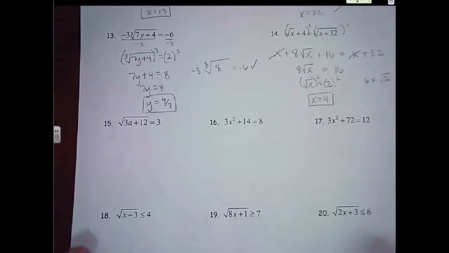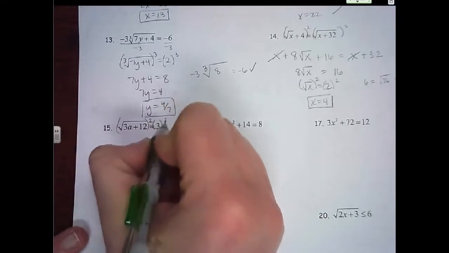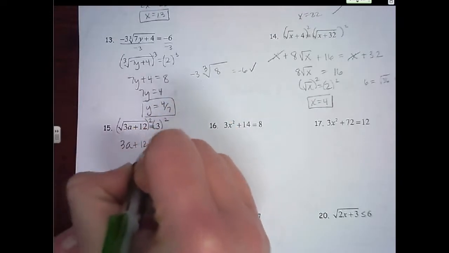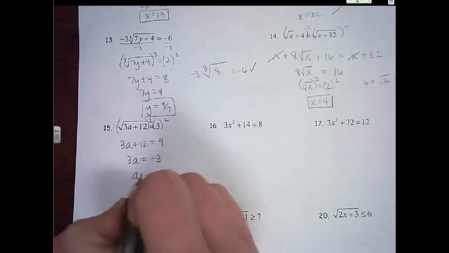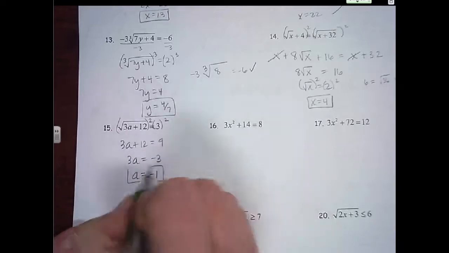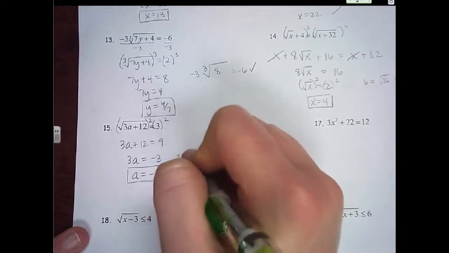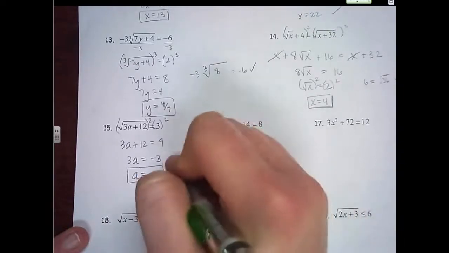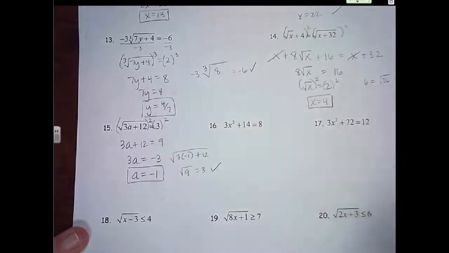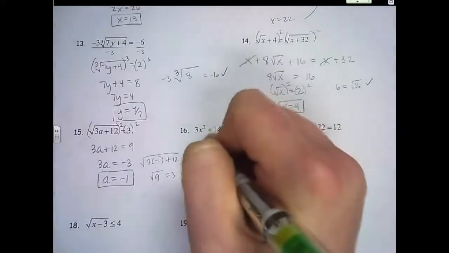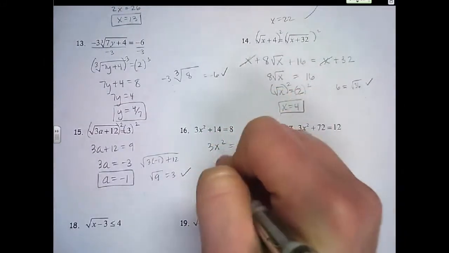Number 15. Let's square both sides. 3a plus 12 equals 9. 3a equals negative 3. Divide, a equals negative 1. If I plug that back in, 3 times negative 1 plus 12, that gives me square root 9, which equals 3. So that works.